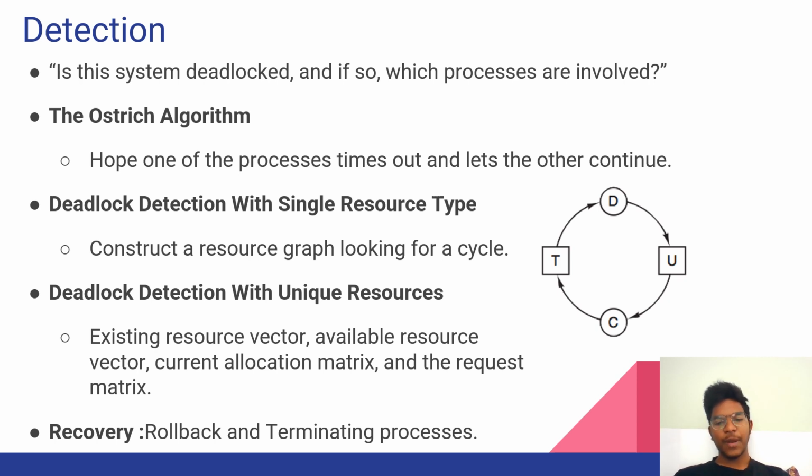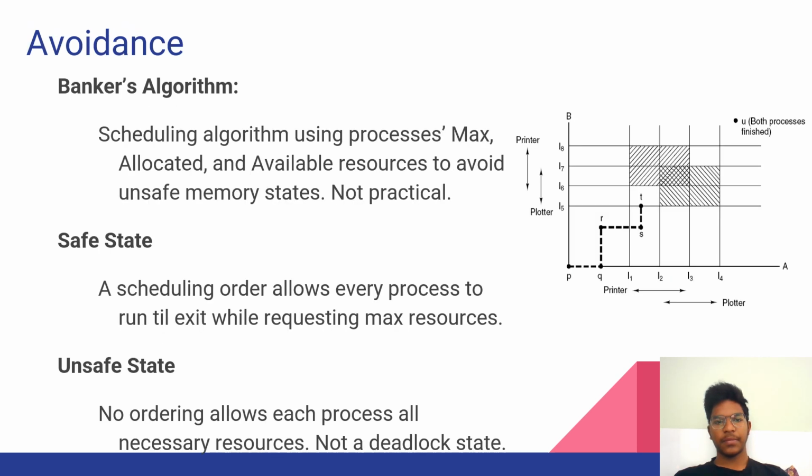Recovery: rollback and terminating processes. And how to avoid the deadlock, here we are going to discuss about it. First, the Mangus algorithm: a scheduling algorithm using process max allocated and available resources to avoid unsafe states, not practical.